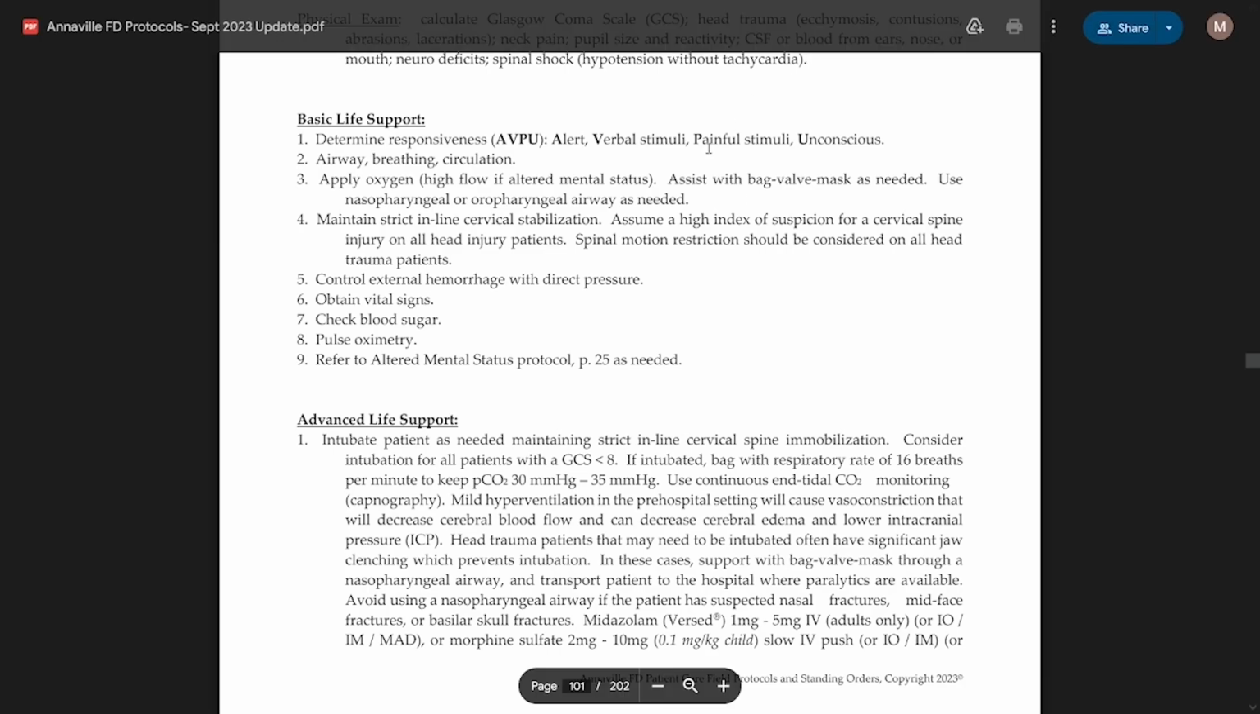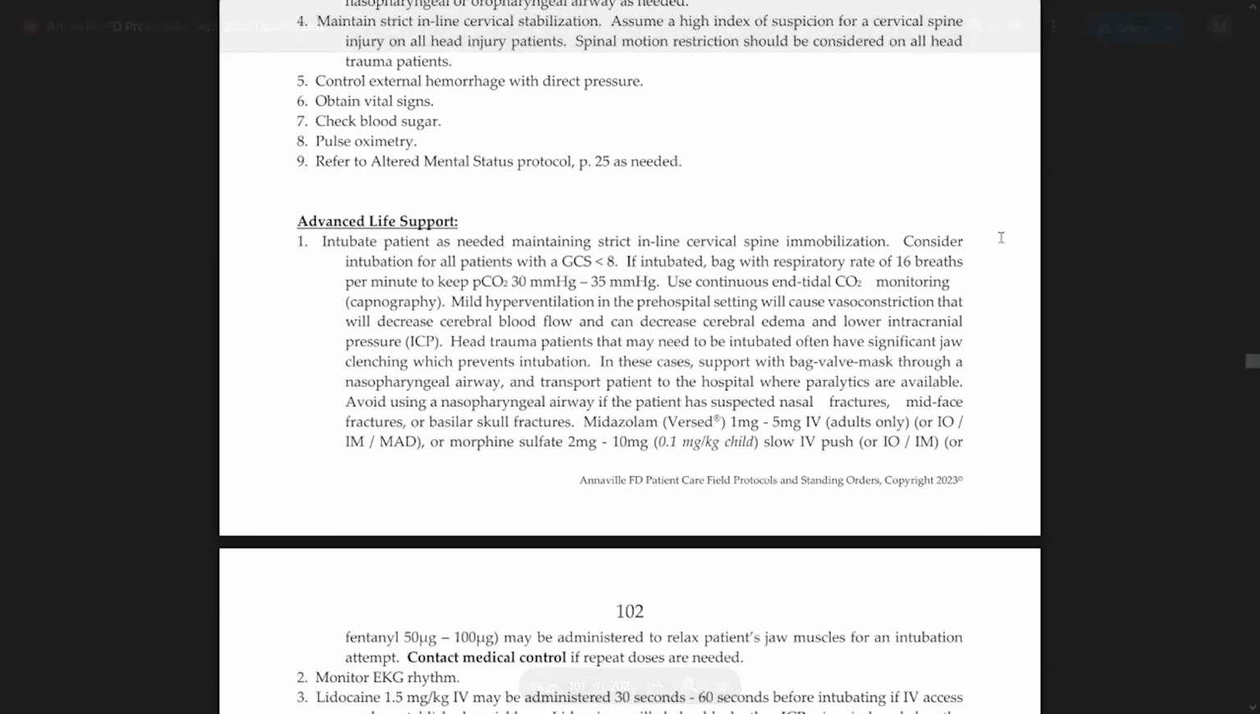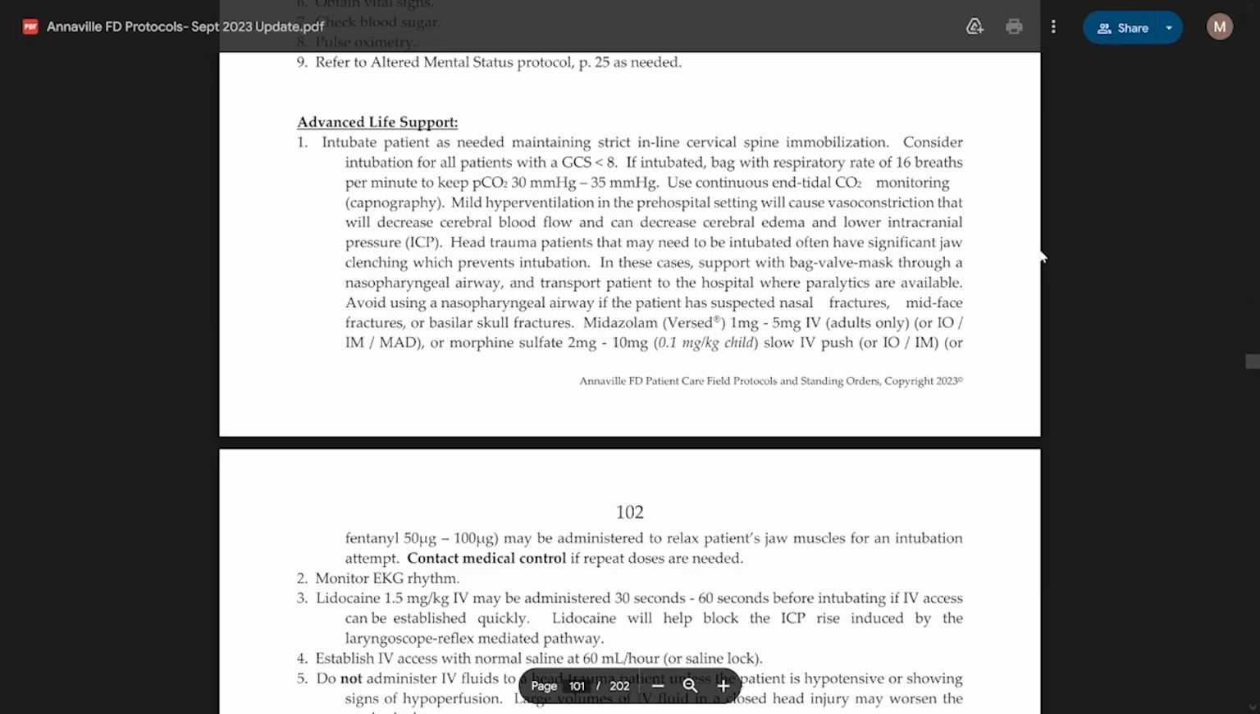Obtain vital signs, check their blood sugar levels, establish pulse oximetry, and refer to altered mental status protocols on page 25 as needed. For advanced life support, we want to intubate the patient as needed, maintaining a strict inline cervical spine immobilization. Consider intubating patients that have a GCS of less than 8. If intubated, bag with a respiratory rate of 16 breaths per minute to keep the PCO2 at 30 to 35. Use continuous ETCO2 monitoring, also known as capnography. Mild hyperventilation in the pre-hospital setting will cause vasoconstriction that will decrease the cerebral blood flow and can decrease cerebral edema and lower intracranial pressure.